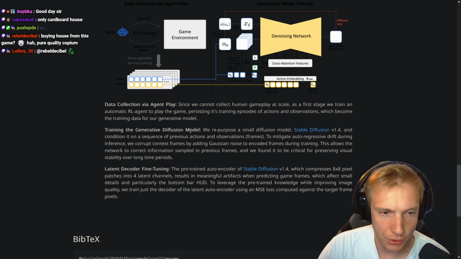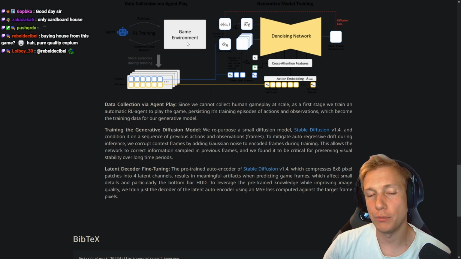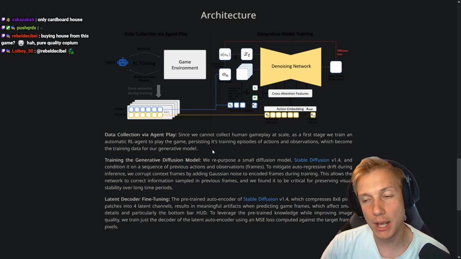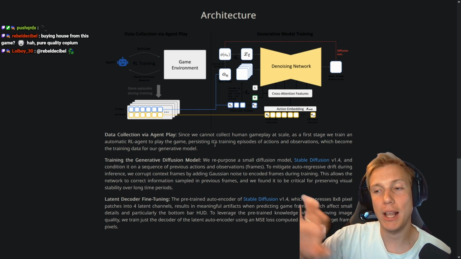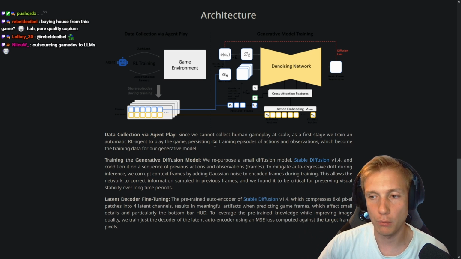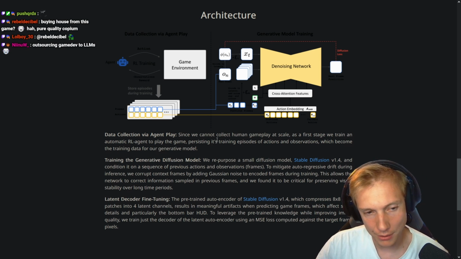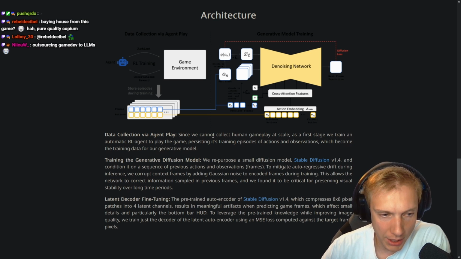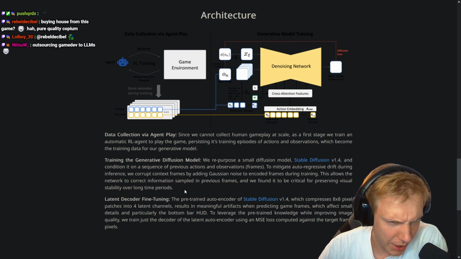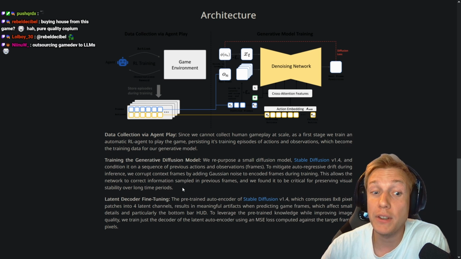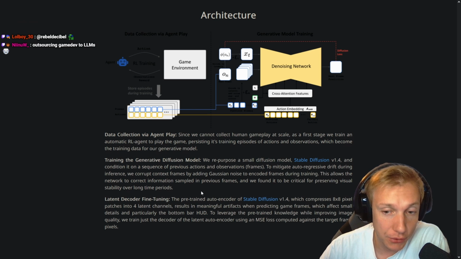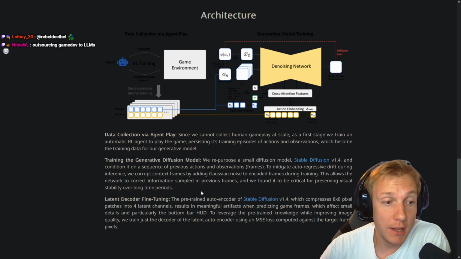Training the generated diffusion model. But I've learned about this as well, that AI will always find a certain way to play the game, and therefore there will be essentially parts left out because the AI makes decisions based on previous decisions and rewards. So I don't know how thorough this is. Training the generated diffusion model, we repurpose a small diffusion model, stable diffusion, and condition it on a sequence of previous actions and observations, frames, to mitigate autoregressive drift during inference.